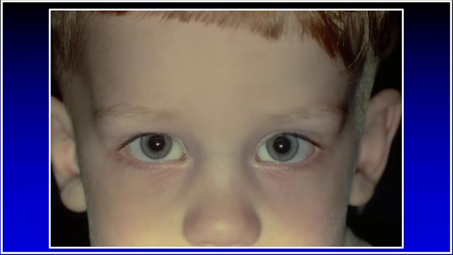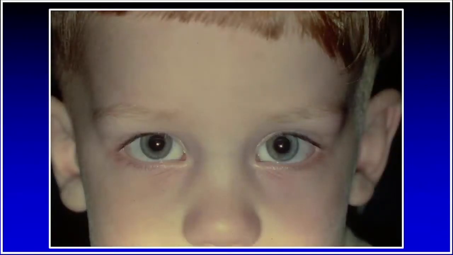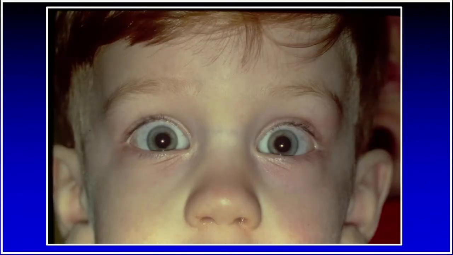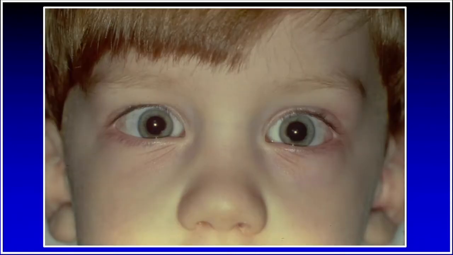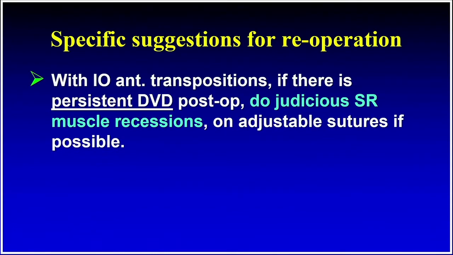This young man had both inferior obliques operated on and superior rectus muscles, small amounts, and still comes back this way. And it doesn't always go away. It still looks like somebody caught him with his pants down. With inferior oblique anterior transpositions, here we go. If there's persistent DVD post-op, do judicious superior rectus recessions on adjustable sutures if possible, but you can still get overcorrections from all four elevators being weakened.